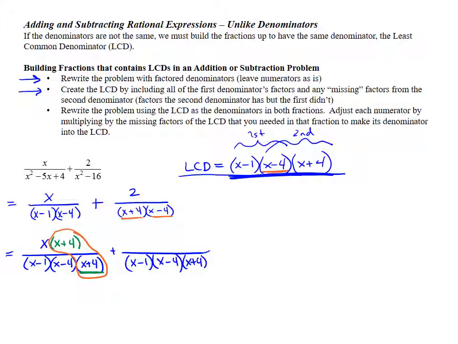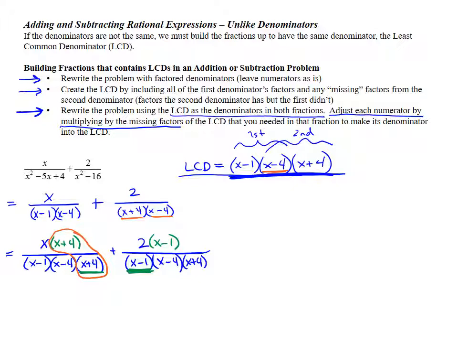So in building a common denominator, I'm going to rewrite the problem using the LCD and the denominators in both fractions, and I'm going to adjust the numerator accordingly by multiplying by the missing factor that that fraction didn't have. In my second fraction, I had a 2 in the numerator, and what I was missing to have the LCD was the x minus 1. So this x minus 1 needs to be multiplied into the numerator as well. Because it's multiplied into the denominator, it needs to be multiplied into the numerator.